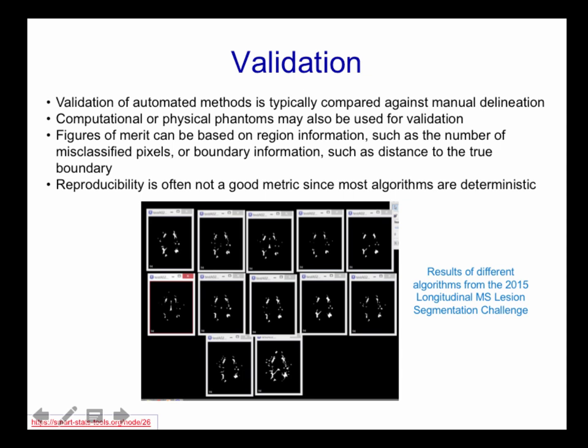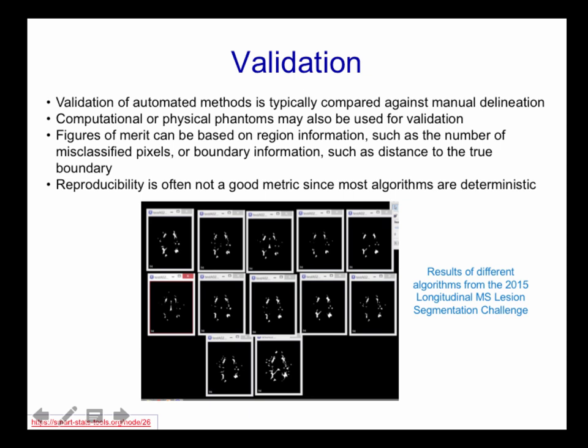And then there's a wide variety of figures of merit that I'll mention quickly that you can use, that can be based on region information, such as the number of misclassified pixels, or the distance between the true boundary and the estimated boundary. A metric that's not commonly used is reproducibility. We use this a lot for testing other kinds of algorithms, but because most of these segmentation algorithms are deterministic, reproducibility is 100%. So unless you can scan the same person several times, we don't. That's one way to look at reproducibility. But if you just run this algorithm again and again, you won't get a different result.